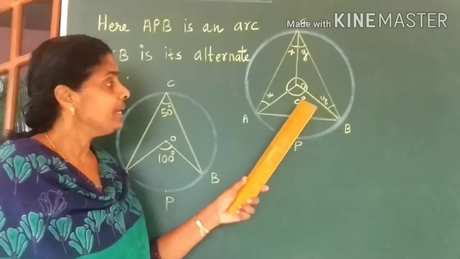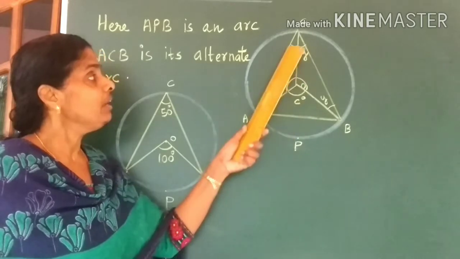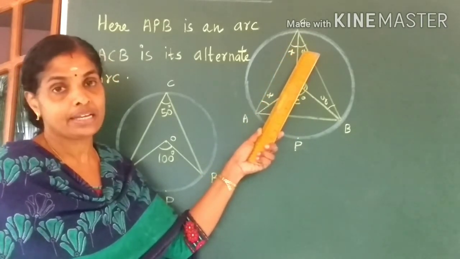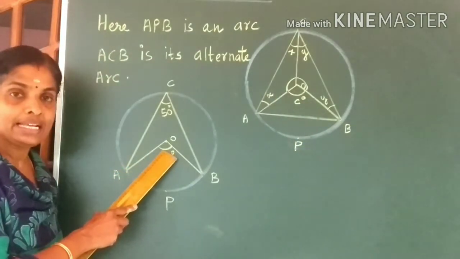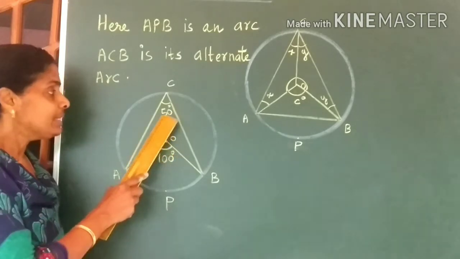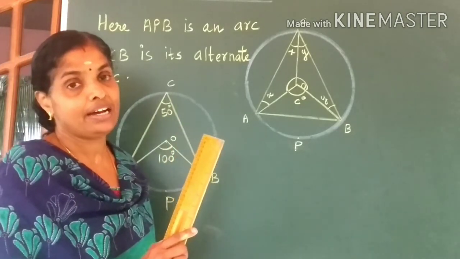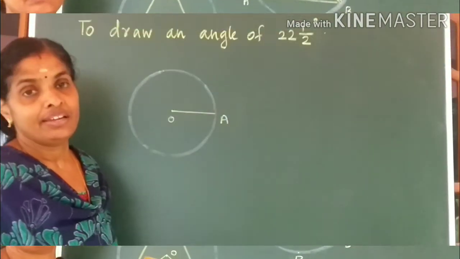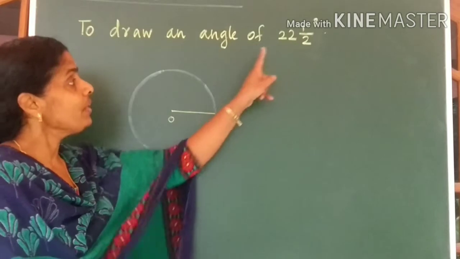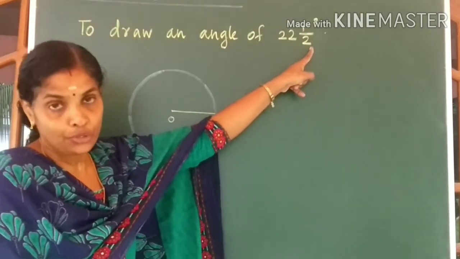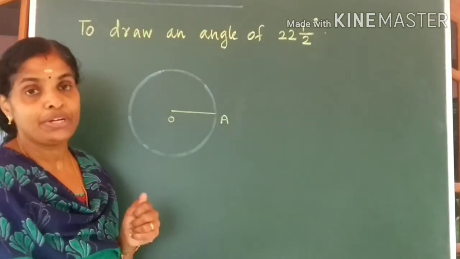Now we understood the central angle to be equal to double the angle x plus y, isn't it? I will show you an example. I marked the central angle as 100 degrees. So, this angle will always be equal to 50 degrees. Let us see a problem based on this. Here, we use this idea to draw an angle of 22.5 degrees. You know, 22.5 degrees cannot be marked using a protractor.